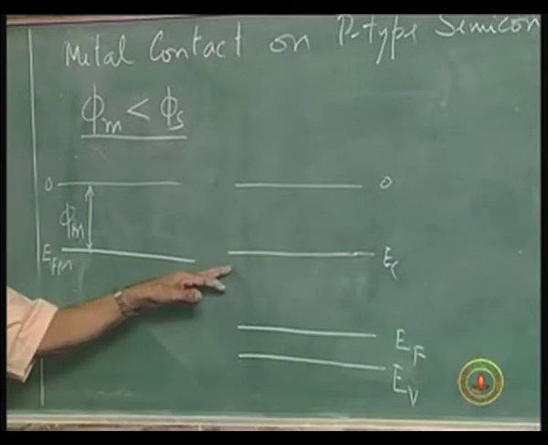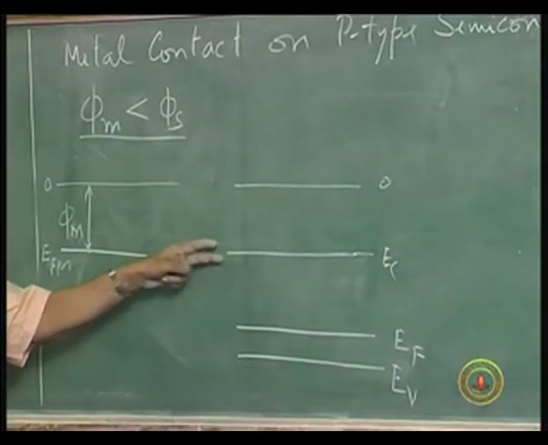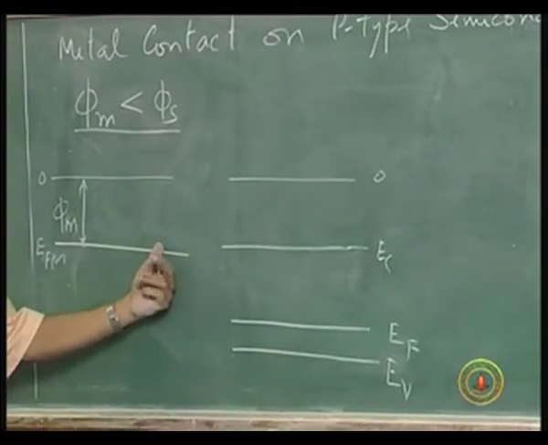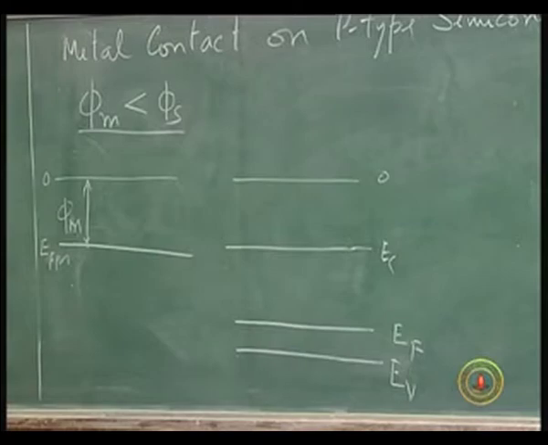What is here? If it were n type, it could be that this is closer to that. Phi m and phi s may be matching. In fact, it turns out to be so.